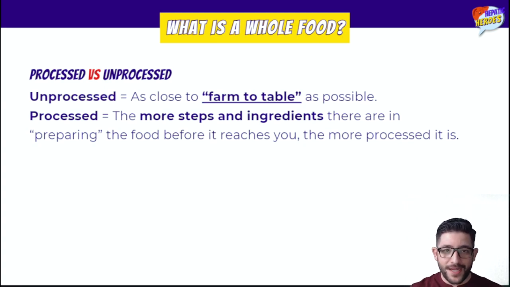Now, some obvious examples of minimally processed whole foods would be things like fruits and vegetables, right? But unless you're only going to be eating carbs that you literally pick out from the ground all of the time, you're probably going to end up eating foods that are processed to one extent or the other.